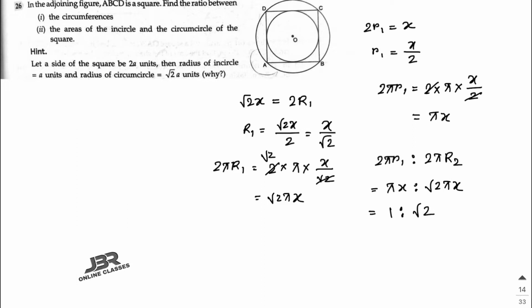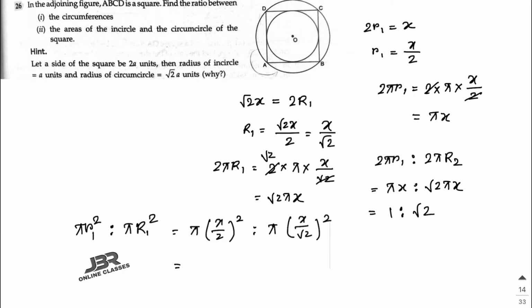Now the next one, the areas of the incircle and the circumcircle of the square. So the area is pi r1 square is to pi, sorry, capital R1 square. So pi r1 square means x by 2 whole square. Here also pi and capital R1 means x by root 2 whole square. So pi cancels out, x square by 4 is to x square by 2. That means 1 by 4 is to 1 by 2. If you multiply by 4, 1 is to 2. So 1 is to 2 is your final answer.